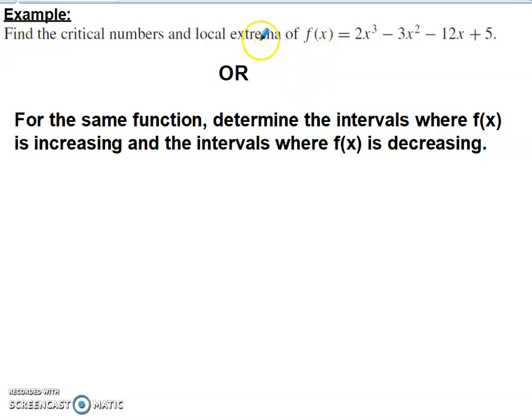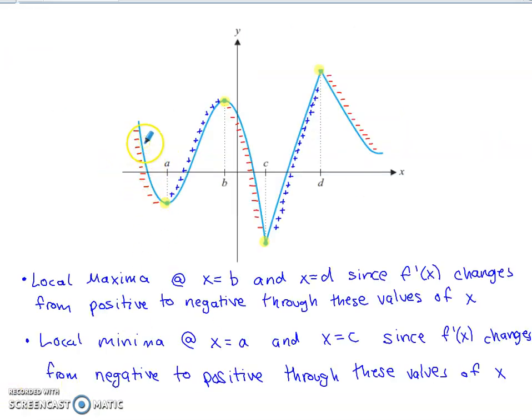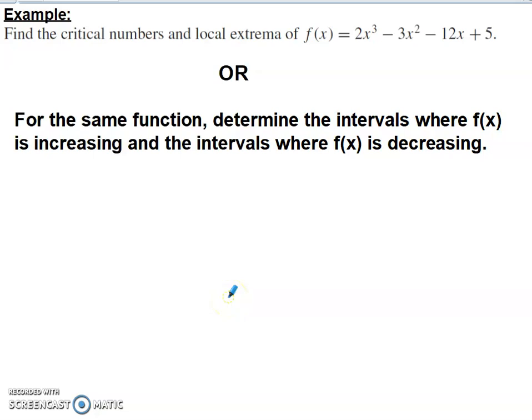So we want to find the local extrema of this function. What if we wanted to figure out where the function was increasing and where the function was decreasing? That's also something that we could have done back here. Function's decreasing where we see those negative slopes, it's increasing where we see those positive slopes. Decreasing, increasing, decreasing. So both of these questions are pretty easy to answer if you're staring at the graph. What if you're not staring at the graph?